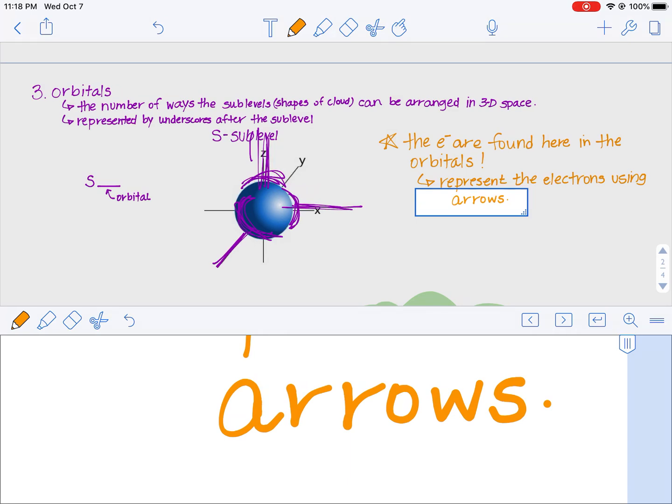Let's come back together as a whole class to work through making sense of this organization system, moving through examples on the periodic table of the elements.